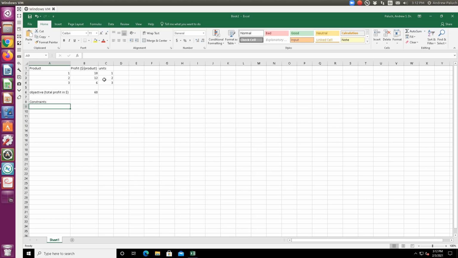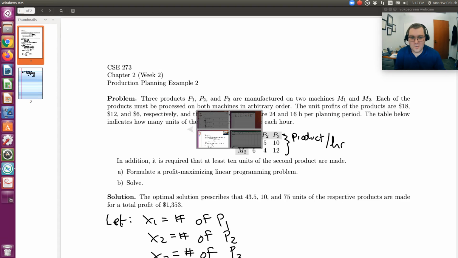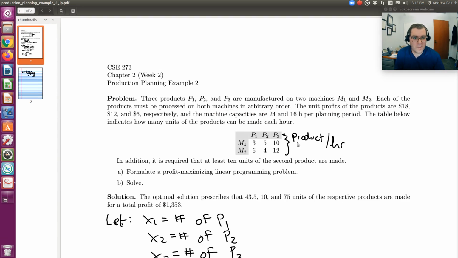Okay, and the constraint we'll have in this problem has to deal with the total capacities of our machines. So I'm going to start by essentially reproducing this table. Now remember, this table below tells us how many units of the product can be made each hour. So this says units per hour. I emphasize that because we'll need to flip it. We need to get it to hours per product.